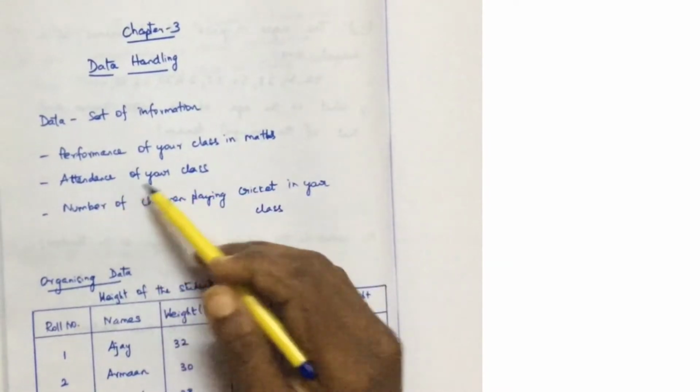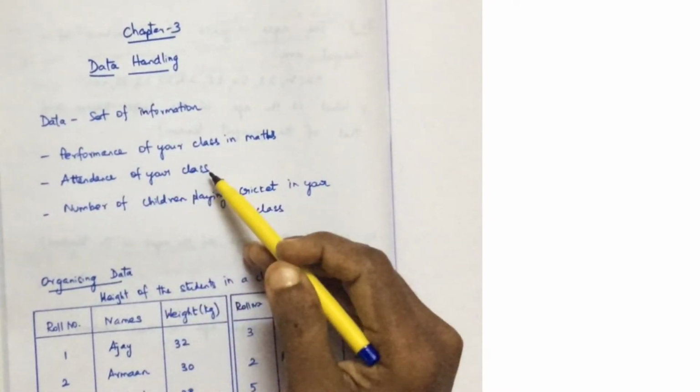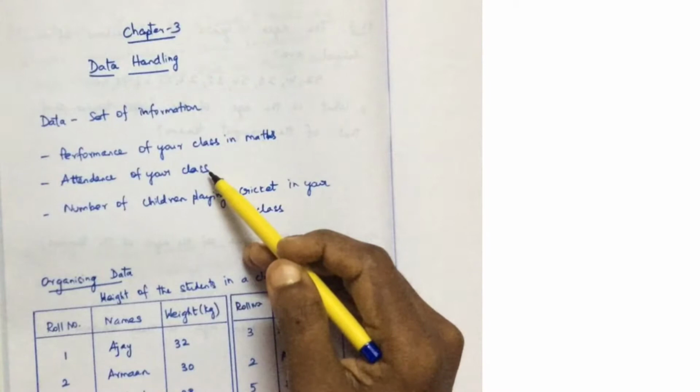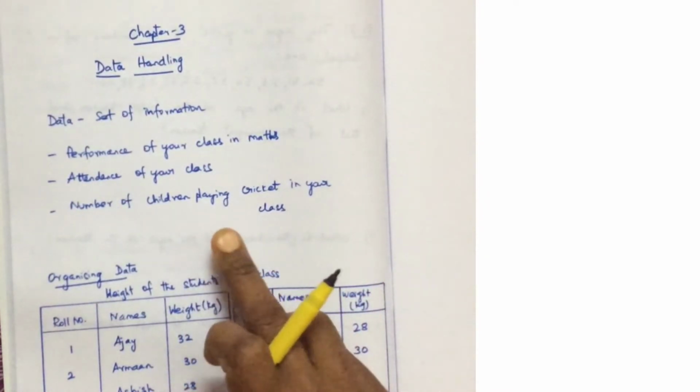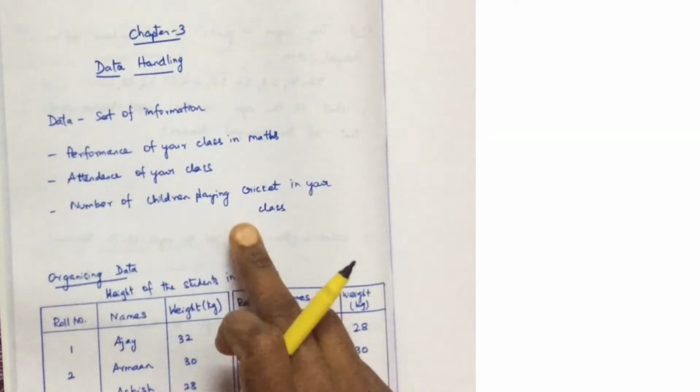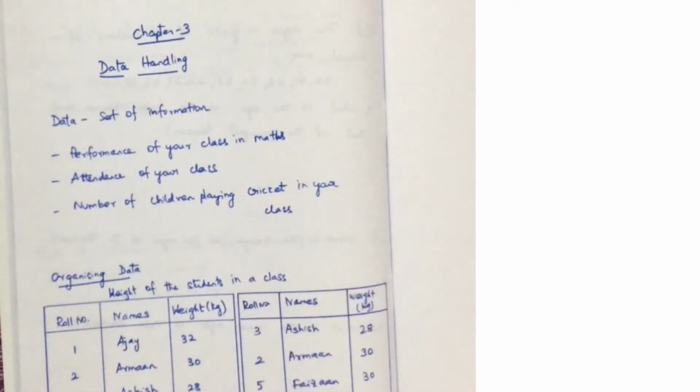And what is attendance of your class? For attendance, she needs to know the roll number, the name of the students, and also what the attendance is. And the number of children playing cricket in your class. For that, she should know how many children are interested in cricket, their names, and their roll numbers, and what the total number is.